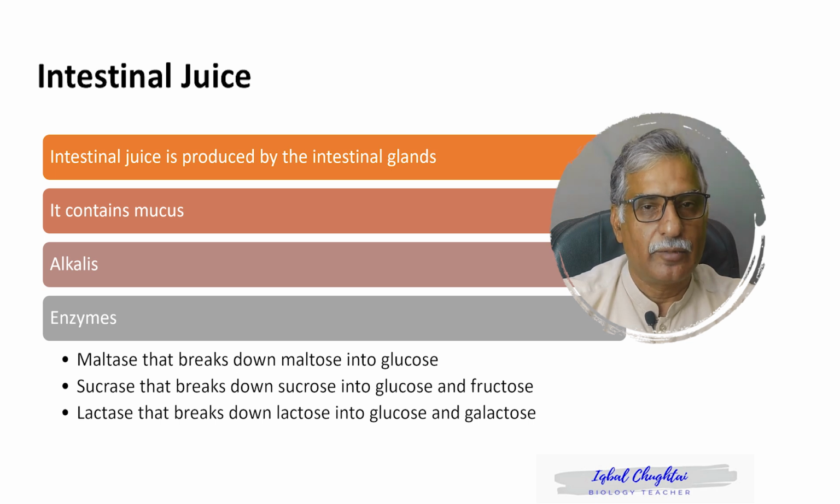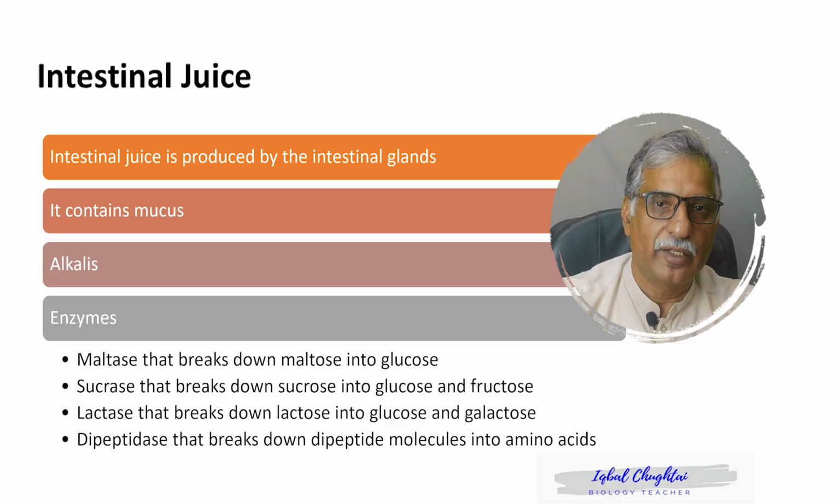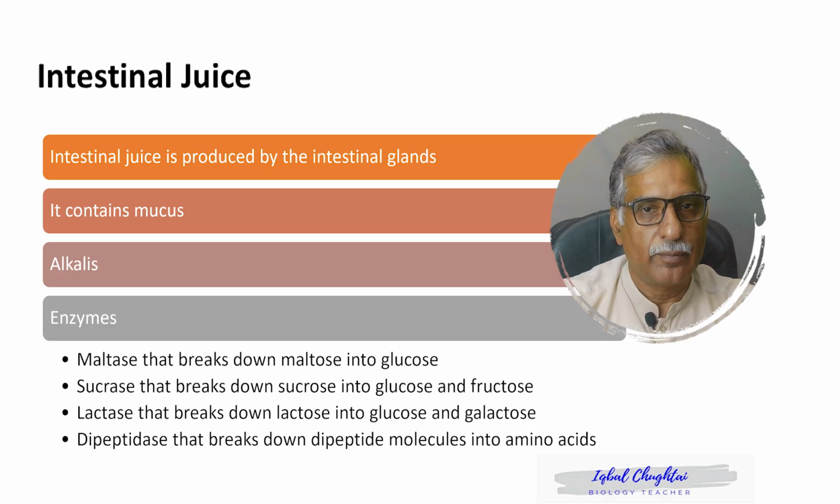Similarly, another enzyme that is produced by the intestinal glands is known as dipeptidase, and this dipeptidase enzyme breaks down dipeptide molecules into amino acids. Dipeptide molecules are shorter proteins consisting of only 2 amino acids. So this dipeptidase enzyme breaks down this dipeptide molecule into amino acids.